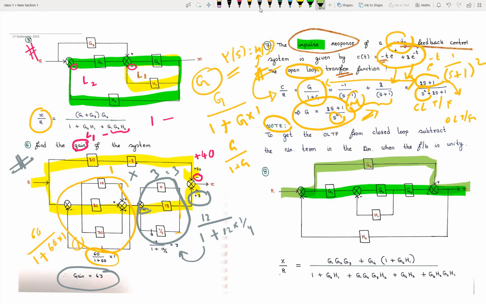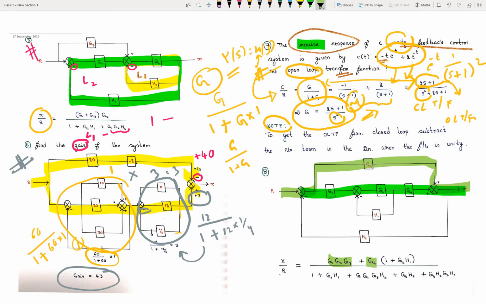In the first forward path, we have G1, G2, G3. That's the thing I have written here. In the second forward path, we have only G4. Also, we have to focus on the loops that are not touching. See, in this forward path, the loops are touching. We have two loops here. This is one loop and this is one loop. Both the loops are touching here.